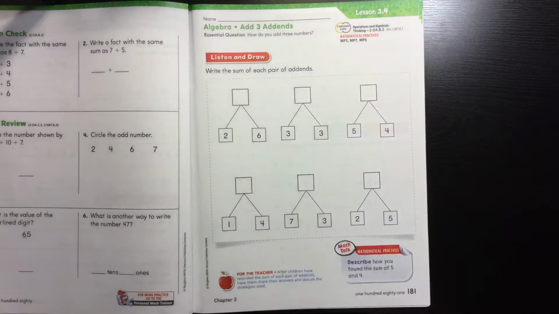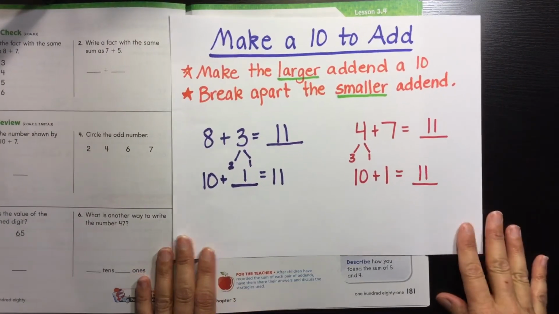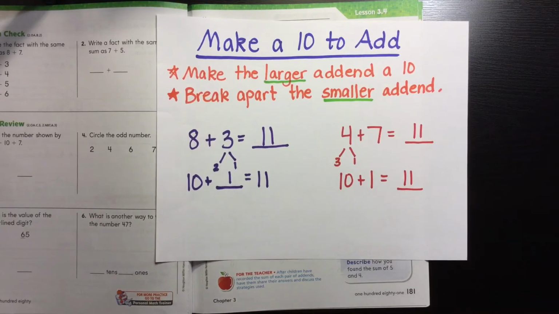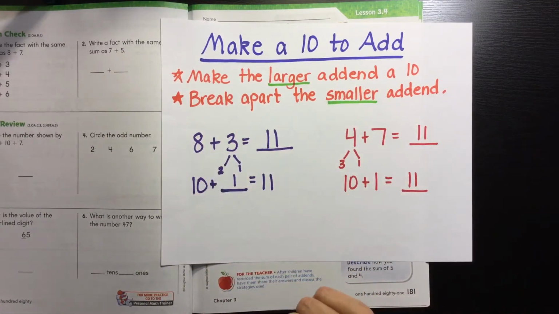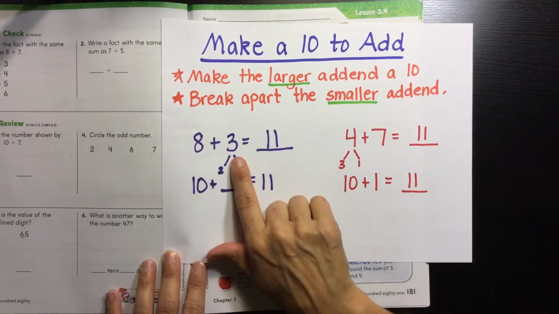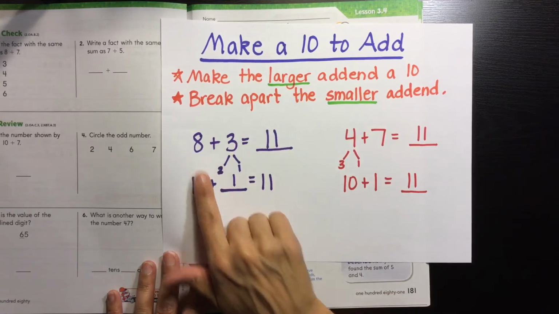And then finally, in the last lesson we learned how to make a 10 to add. This was a tricky strategy, but if we make the larger addend to 10, we would break apart the smaller addend. So if we have 8 plus 3, we want to make the larger addend to 10, like 8.